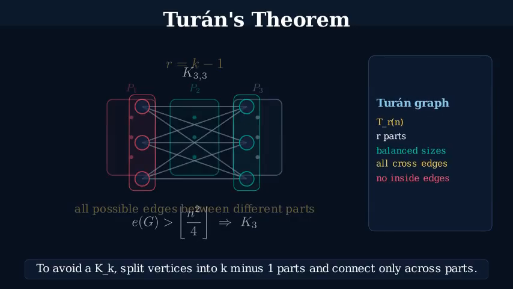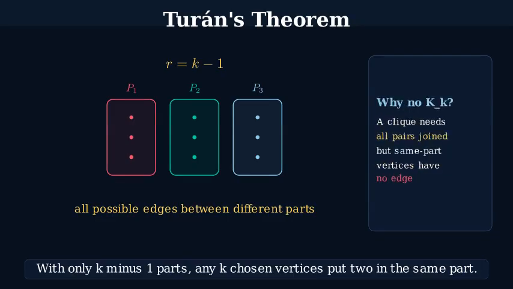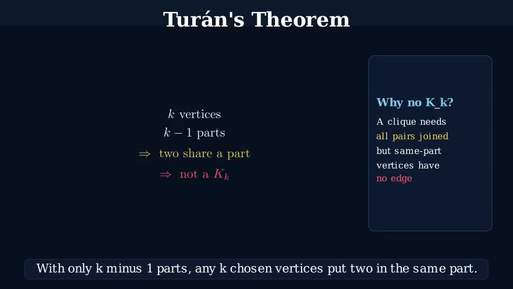Turán's idea is to build the densest graph that still avoids the forbidden clique. To avoid a K_k, split the vertices into k-1 parts. Put in every edge between different parts, but put no edges inside any one part. Why does that avoid a K_k? Because a clique can use at most one vertex from each part. If you choose k vertices but there are only k-1 parts, then 2 chosen vertices land in the same part. They are not connected, so the chosen set cannot be a clique.